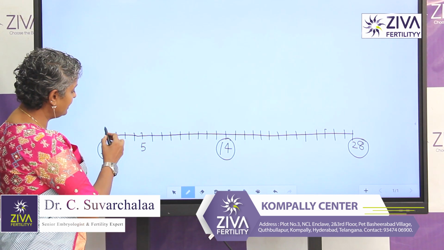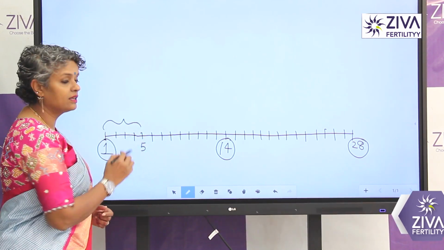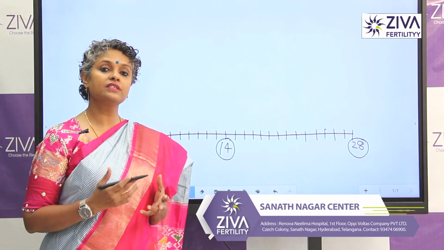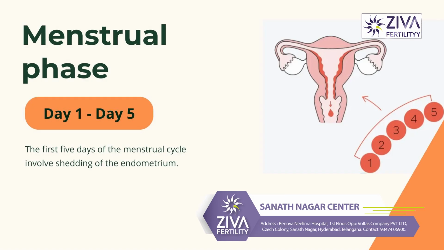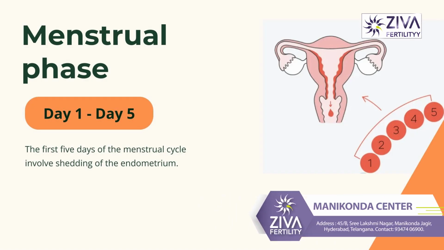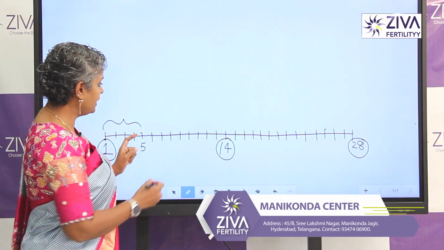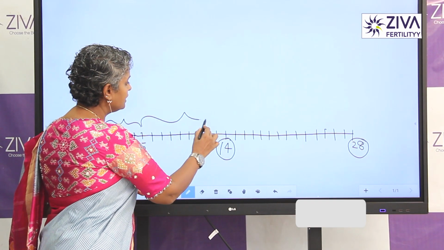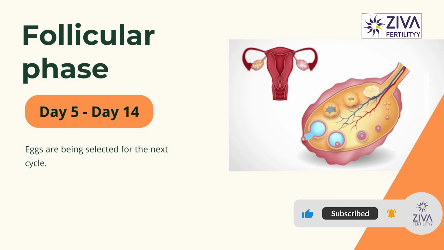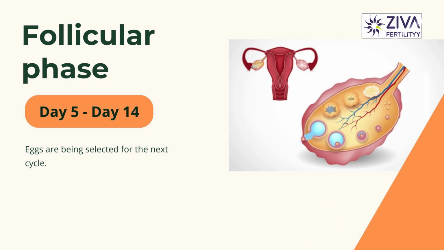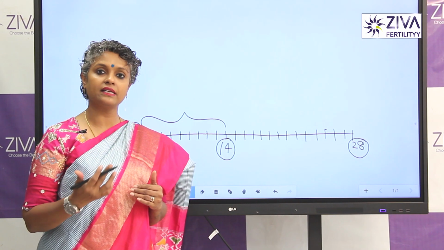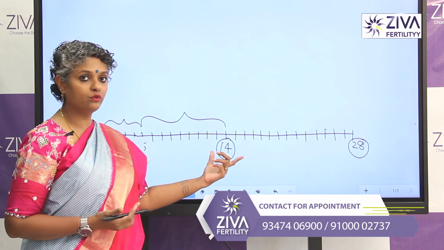The next 5 days are called menstruation, the period duration. So in the first 5 days there is shedding of the endometrium, and it's called the menstrual period. Now from day 5 to day 14 is a period called the follicular phase. In this phase, eggs are being selected for the next cycle. So from day 5 to day 14.